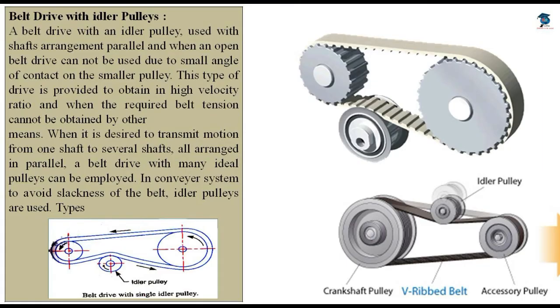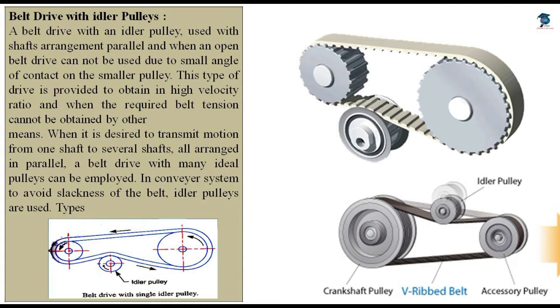A belt drive with idler pulley is used when the shaft arrangement is parallel to each other and tension on any one side is less. It is useful when the tension in the slack side is too less and the driven pulley only rotates without pulling the belt.